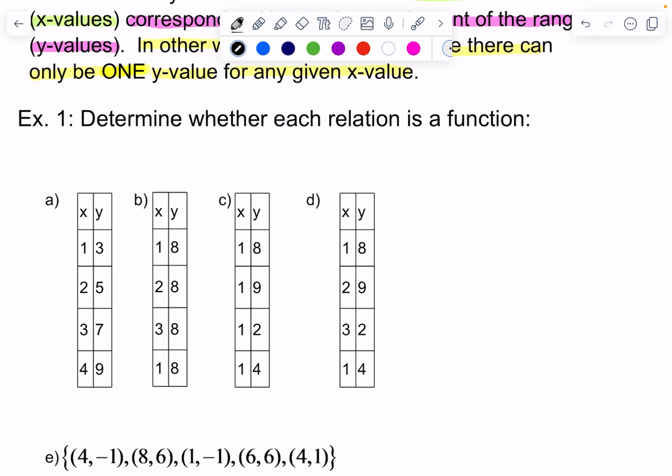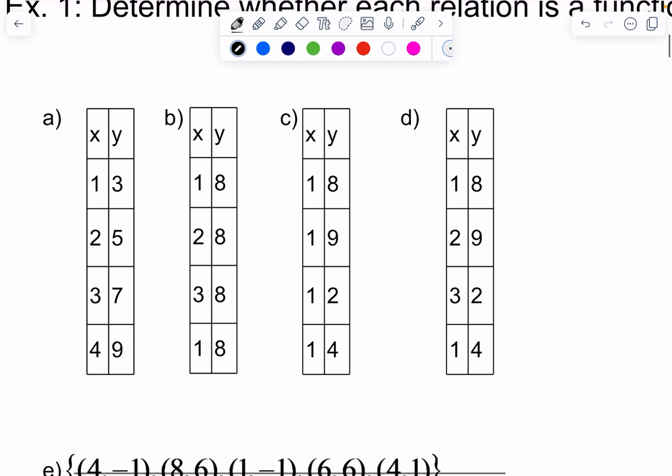Let's determine if each relation below is a function. Well, I've got 1, 3, 2, 5, 3, 7, 4, 9. I don't have any repeating x values with different y values, so yes, this is a function. For my next example, I've got 1, 8, 2, 8, 3, 8, 1, 8. I do have two repeating x's, but they have the same y value, so yes, that is a function.